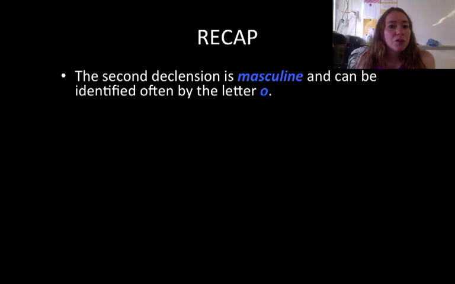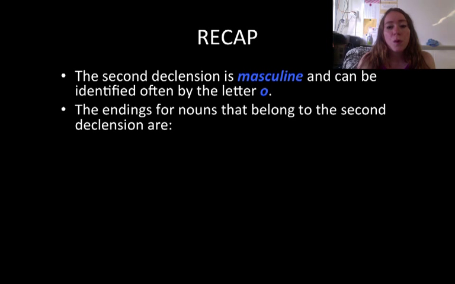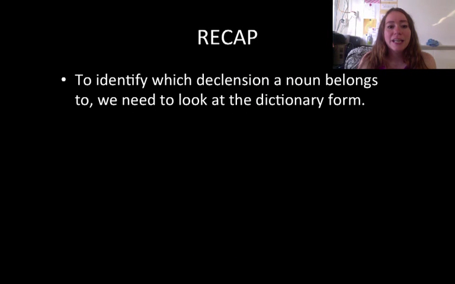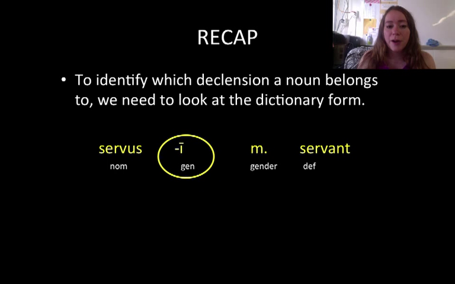So to summarize, the second declension is very similar to the first, except it's masculine in gender and is identified by the letter O. We also have different endings for it to reflect the different cases: us, i, o, um, o, i, orum, is, os, is. There are some nouns that use r instead of us in the nominative, and those nouns would be puer, vir, and ager. In addition, to identify which declension a noun belongs to, we need to identify the dictionary form and look at its genitive singular ending. That I is going to tell us that it is second declension.